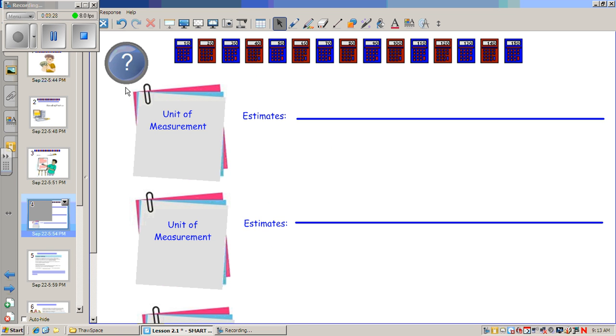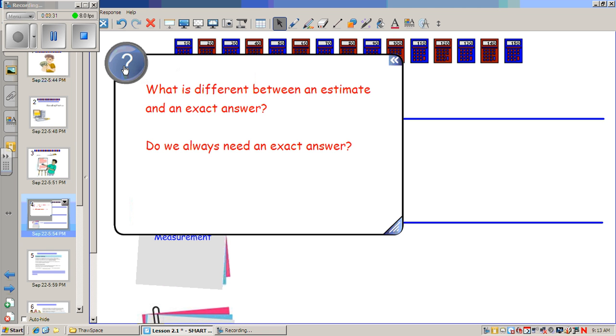Now, up here, I want to talk to you about estimate again. What is the difference between an estimate and an exact answer? I'd like you to write down what your thought is on this. What is the difference between an estimate and an exact answer? And then the second part of it says, do we always need an exact answer? So take a few minutes, write that down. I will pause again so you can write down your answers. Please feel free to pause the lesson at any time you need to, so you have a little time to write also. So hopefully you all have your definition.